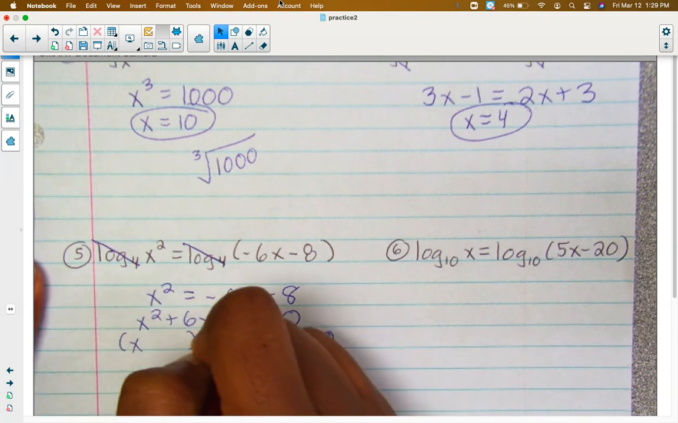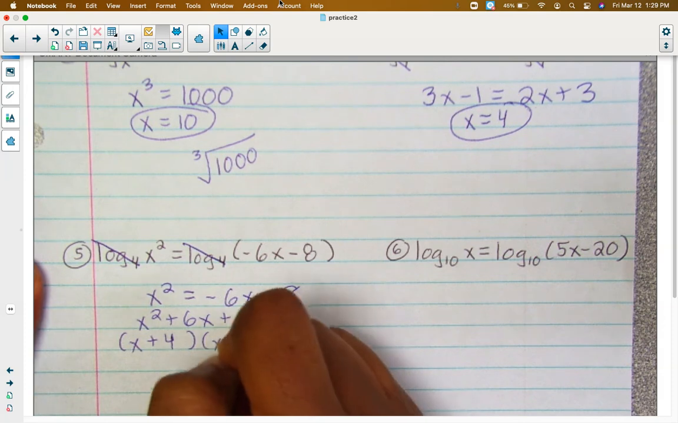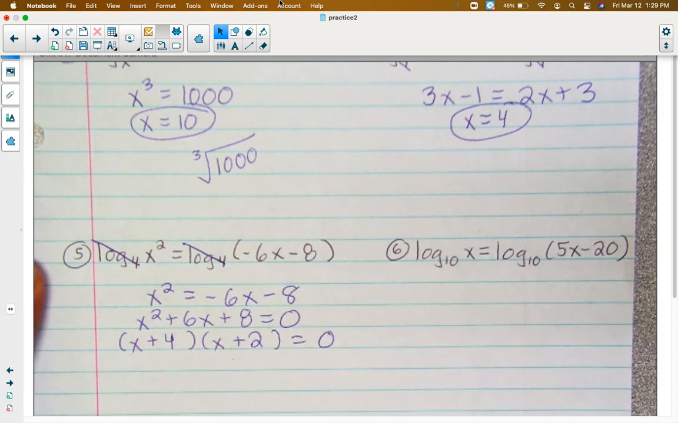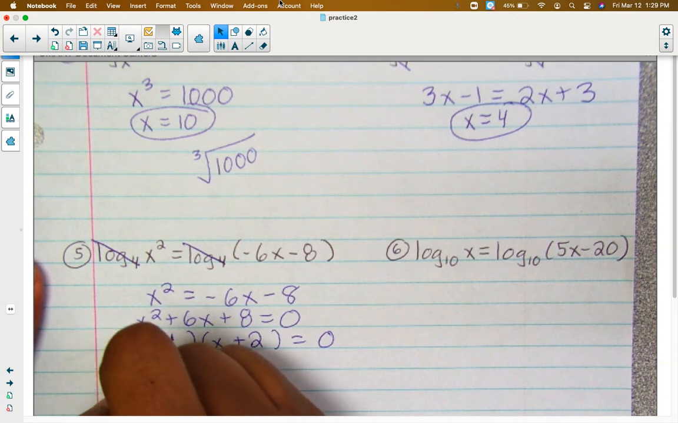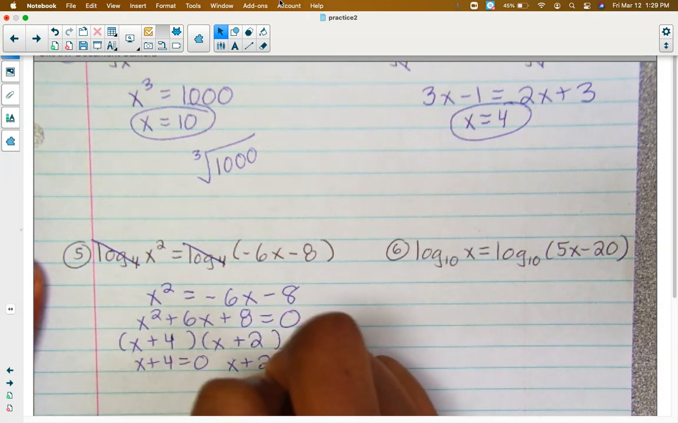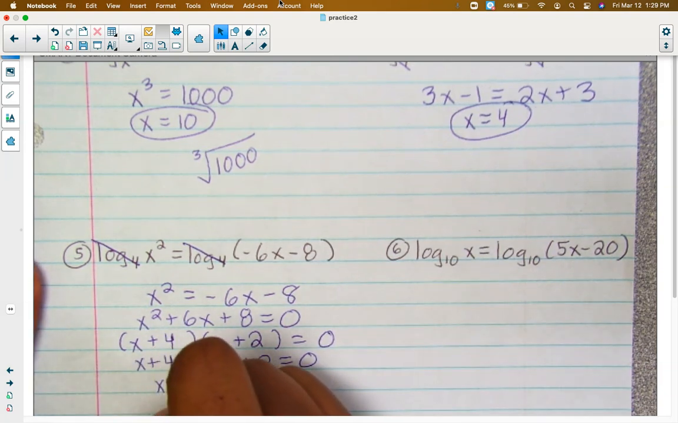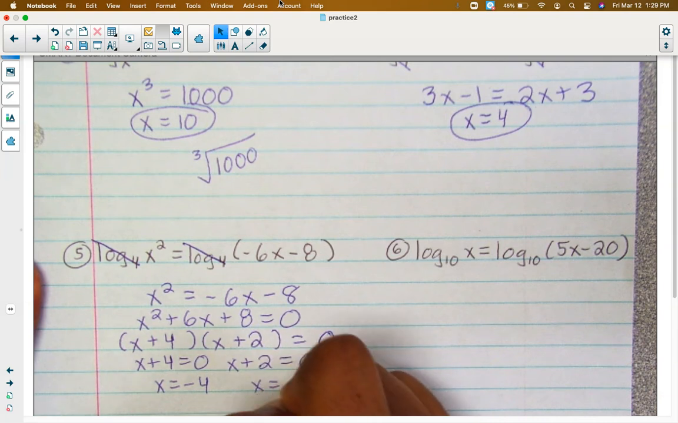Two numbers that multiply to give me 8 and add to give me 6. Those numbers are 4 and 2. Then after you factor, you set your factors equal to 0. So x plus 4 equals 0 and x plus 2 equals 0. And you solve each one. We get negative 4 and we get negative 2.